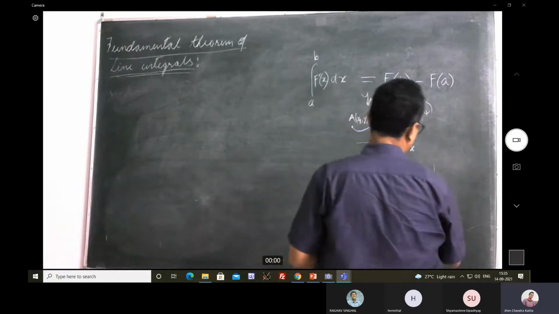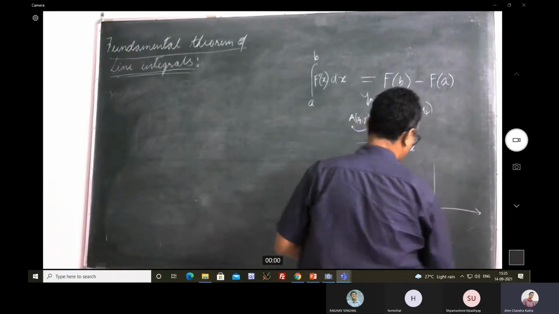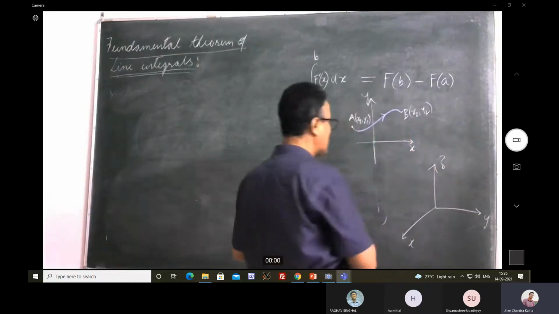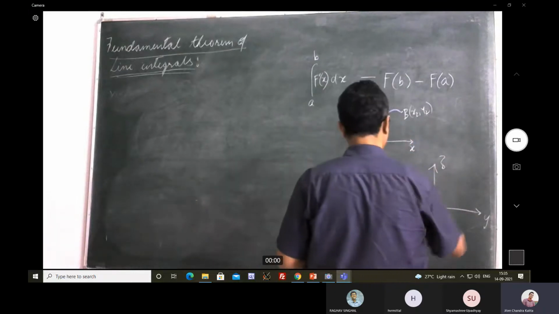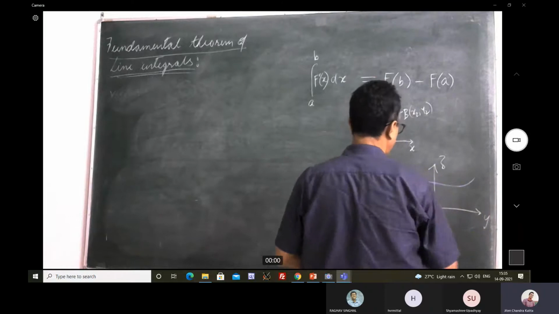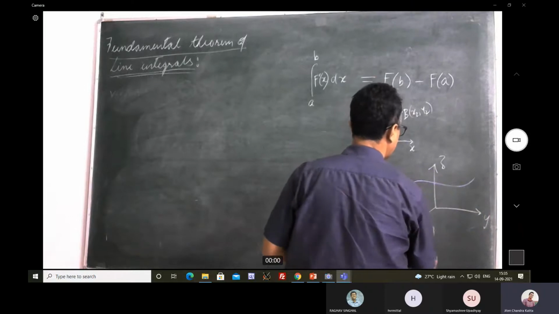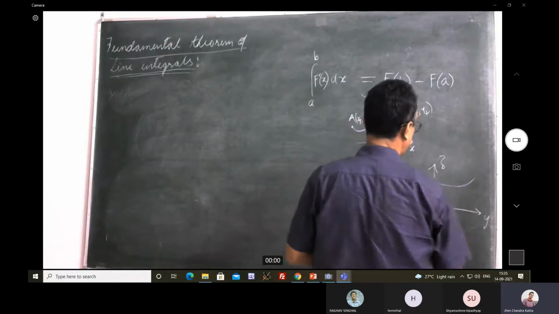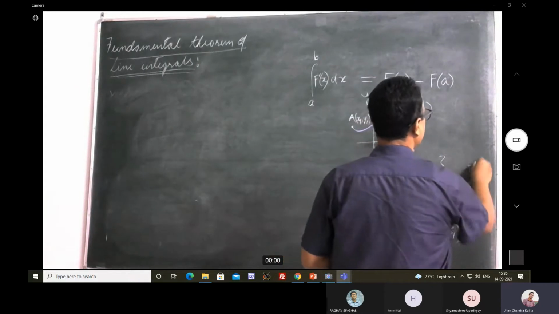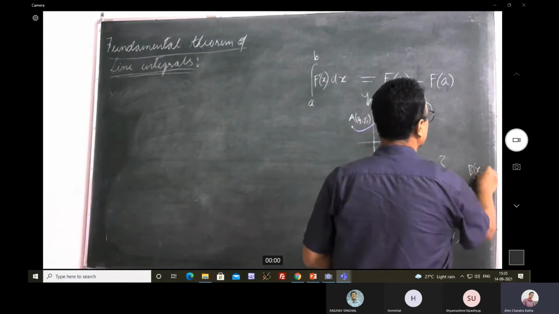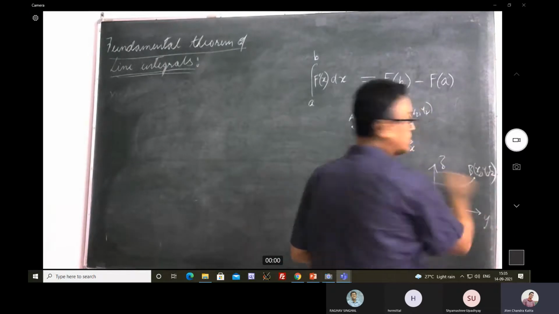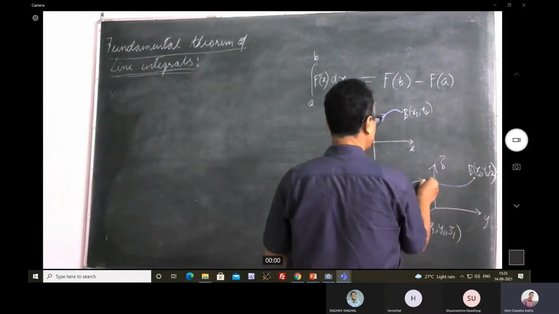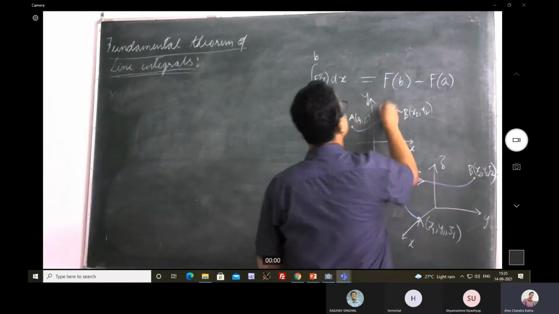Similarly, I can consider the curve C in 3D as well. Again, in that case, I have the initial point A, whose coordinates are x1, y1, z1, and the terminal point is B, whose coordinates are x2, y2, z2. So then it is going to look something like this. Is it okay? Fine. And let this be C.